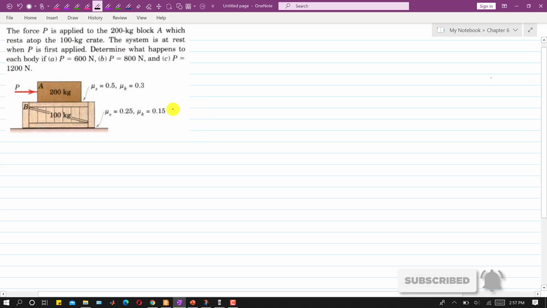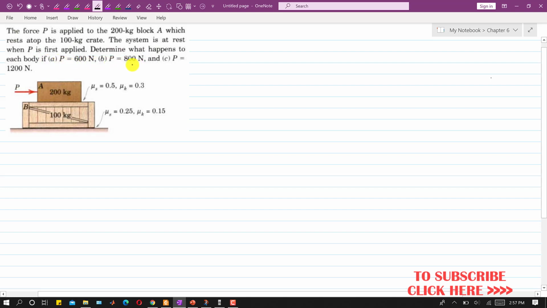Let's solve this particular problem from the friction topic. In this problem it is said that the force P is applied to the 200 kg block A which rests atop the 100 kg crate. The system is at rest when P is first applied. Determine what happens to each body if P equals 600 Newton.